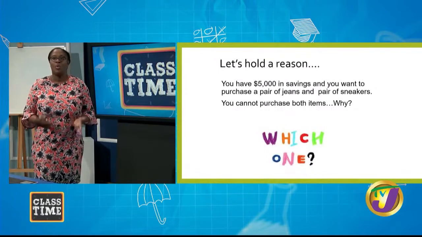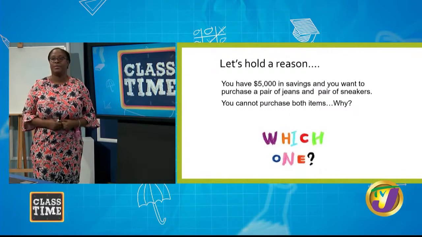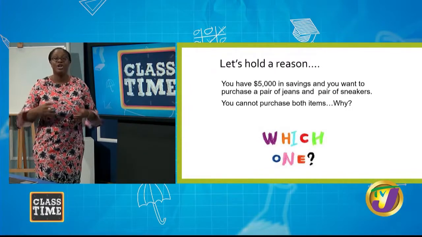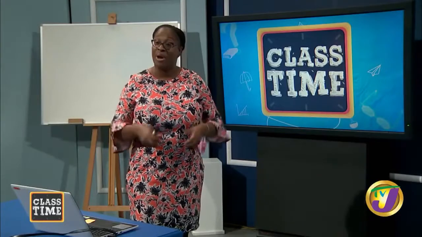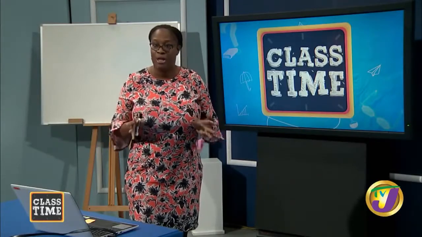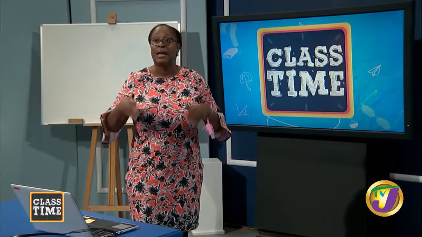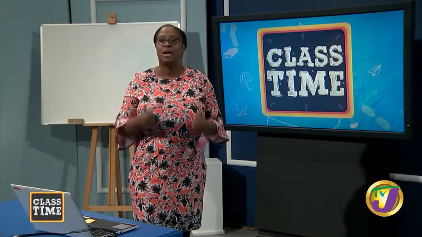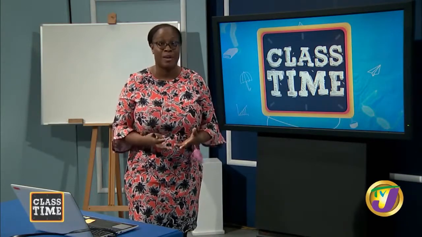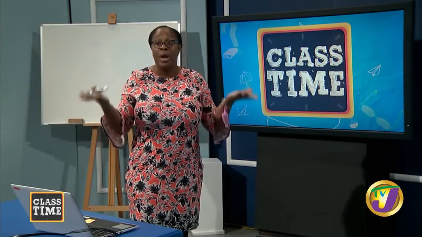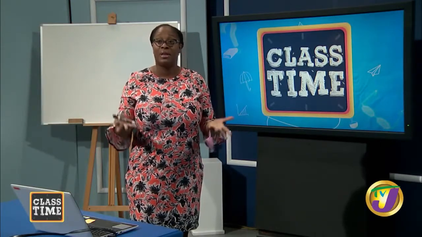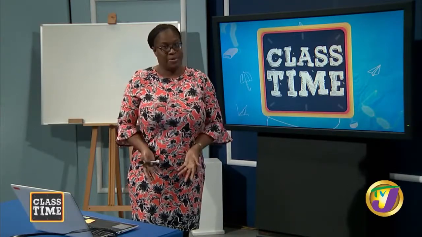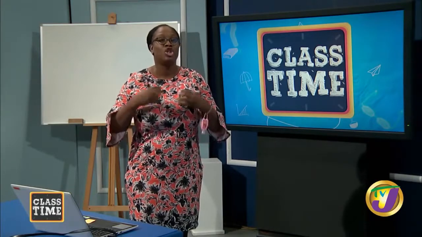So, Miss, how would that apply to me? Let's say you saved $5,000. You have $5,000 and you want to purchase a pair of jeans and a pair of sneakers. Now that $5,000 cannot purchase both items. So you're going to have to choose which one, because the $5,000 can either give you the pair of jeans or the sneakers. So you have to make a choice.